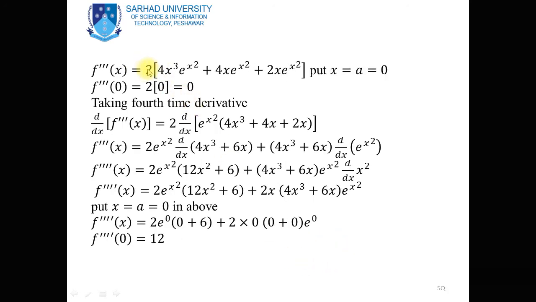So after simplification, we obtain the third order derivative of the function is equal to 2 into 4x cube into e power x square, plus 4x into e power x square, plus 2x into e power x square. Now putting x is equal to 0 in this third order derivative, this term will be 0, this term will be 0, and this term also will be 0. So the third order derivative at x is equal to 0 is equal to 0.